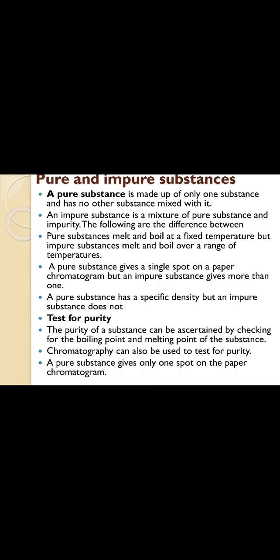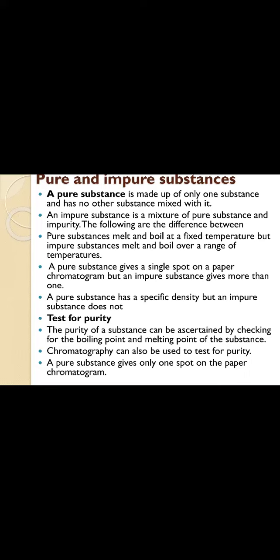For example, an element of oxygen is a pure substance. Ozone, for example, we have the ozone layer, which is made up of 3 molecules of oxygen. It contains only oxygen, so the fact that it contains only oxygen makes it a pure substance. Another example of a pure substance is water. Water contains only hydrogen and oxygen. So these are examples of pure substances.